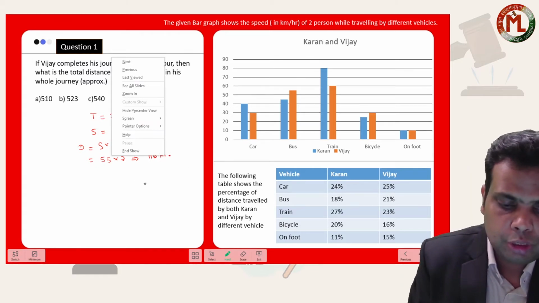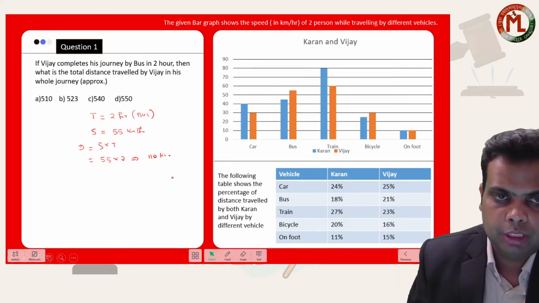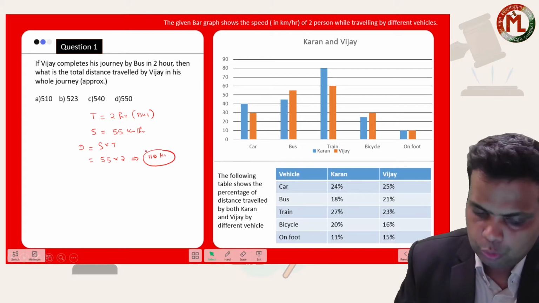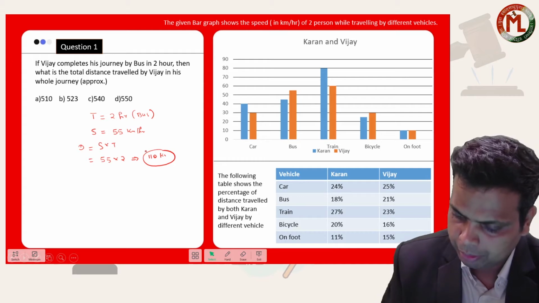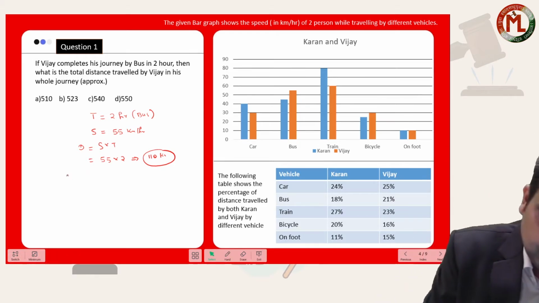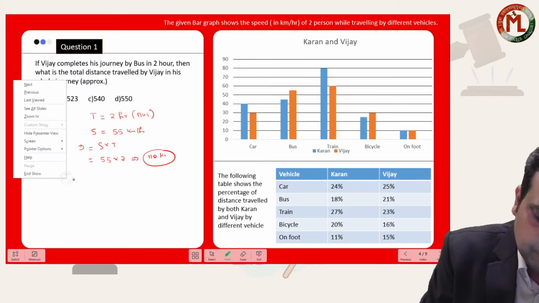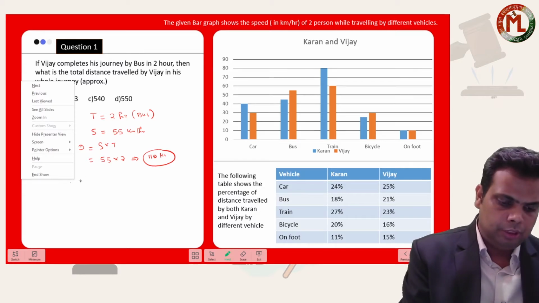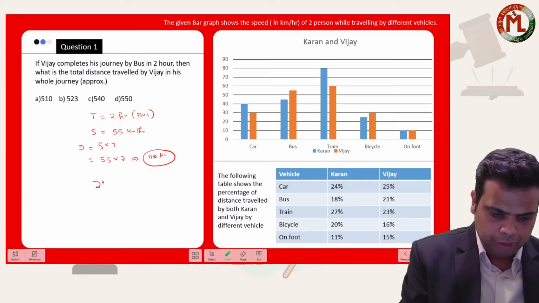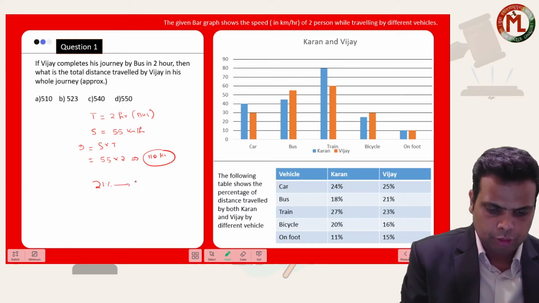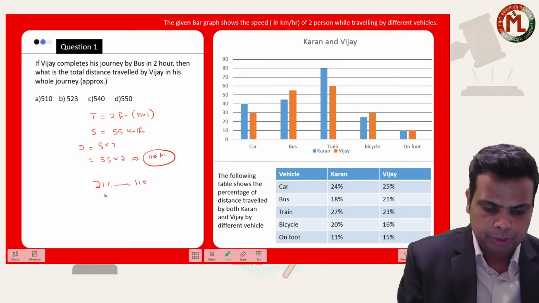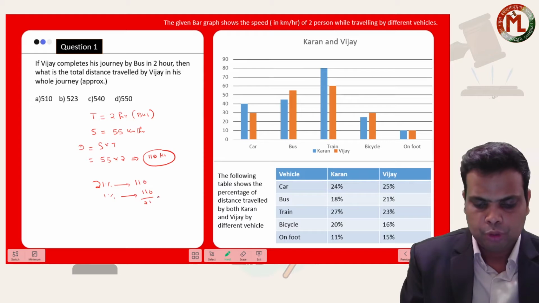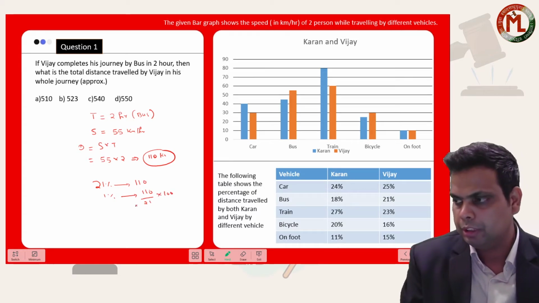Now the question is, what is the total distance traveled by Vijay in this whole journey? Now this 110 is traveled by bus. Vijay travels by bus 21%. Is it clear? According to the table, this 21% is equal to 110, right? So 1% is equal to what? That is 110 upon 21. So 100% is equal to what?